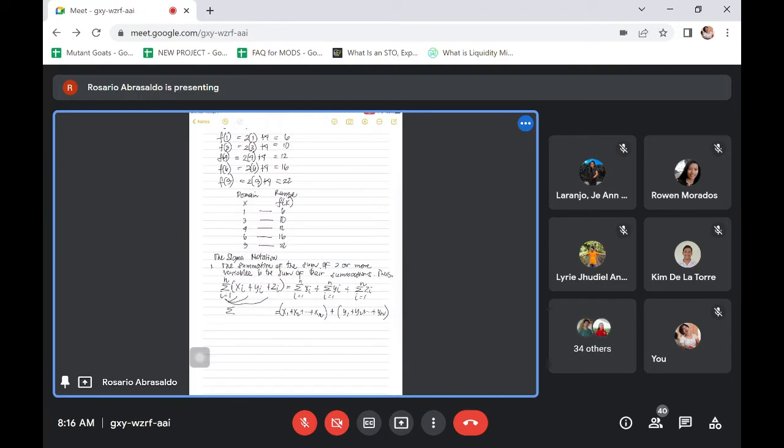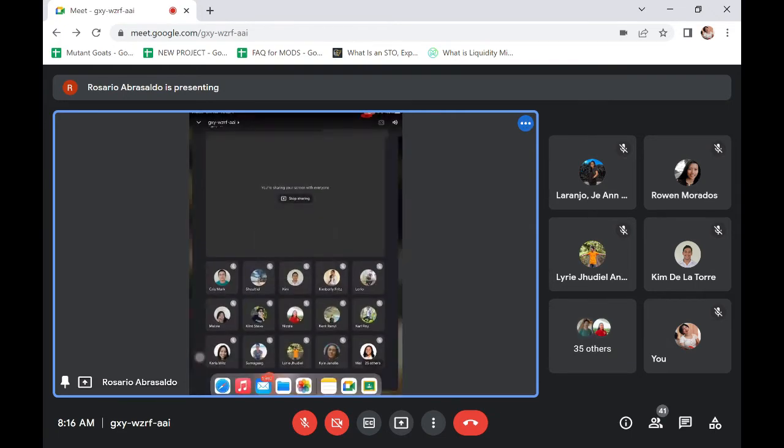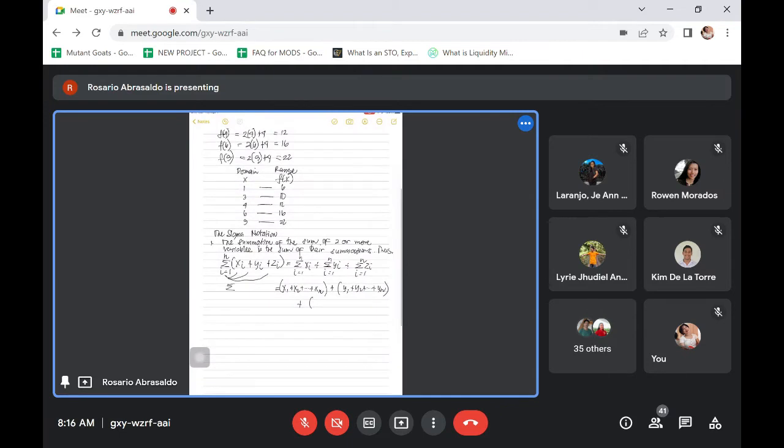Then plus the summation of z sub i, where i is from 1 to n, so z sub 1 plus z sub 2 plus z sub 3 dot dot dot plus z sub n. That is how we are going to expand this formula.